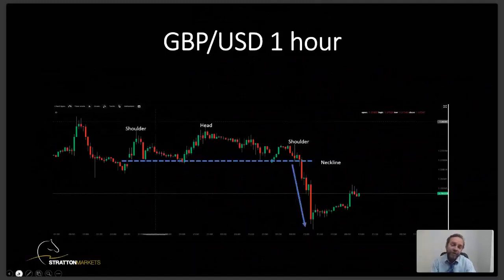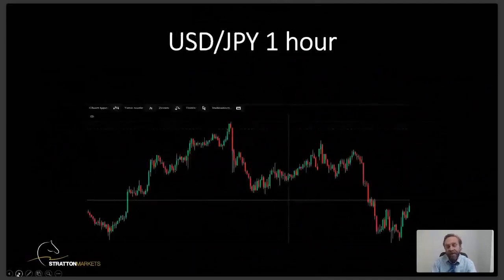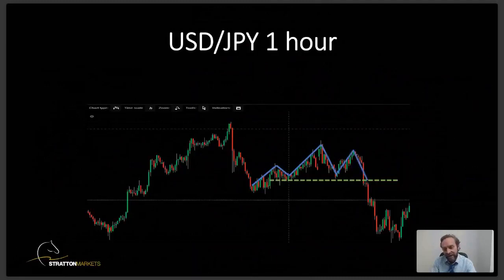Another example, this is the US dollar Japanese yen. This time I've actually drawn the lines in. Shoulder, head, neckline, shoulder, and then this is when we're getting ready for the neckline to be broken and for us potentially to jump into the market and do the short.